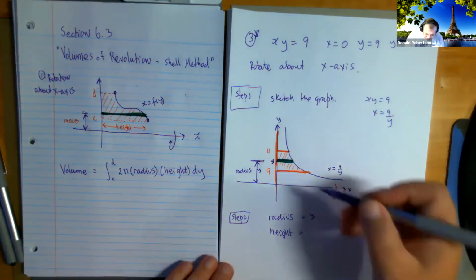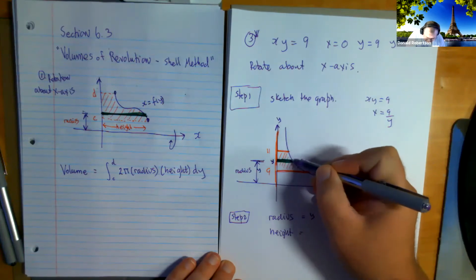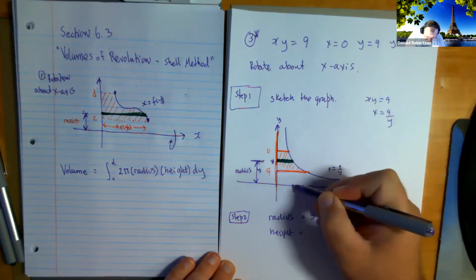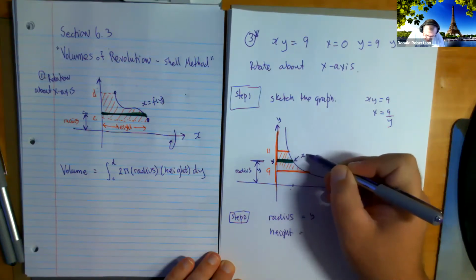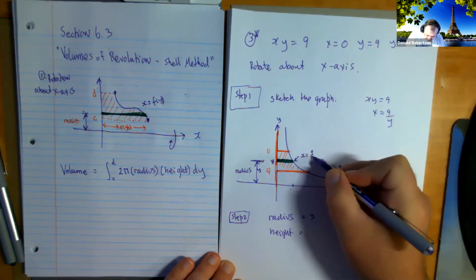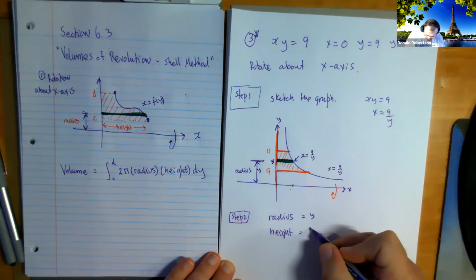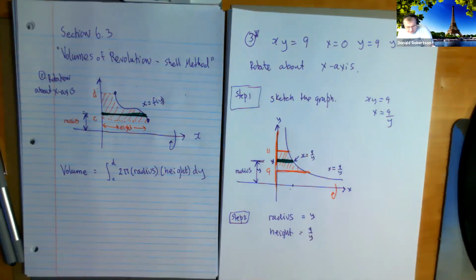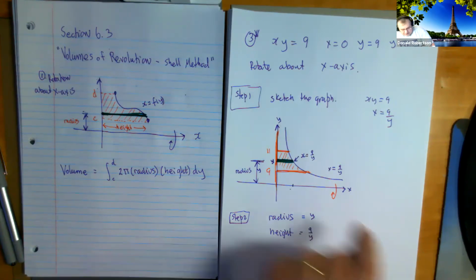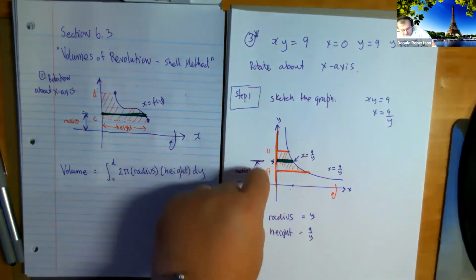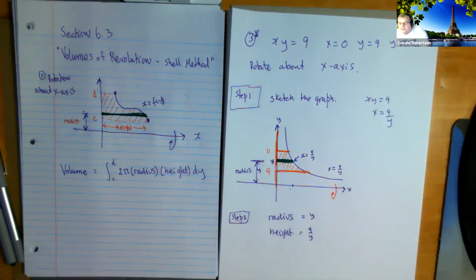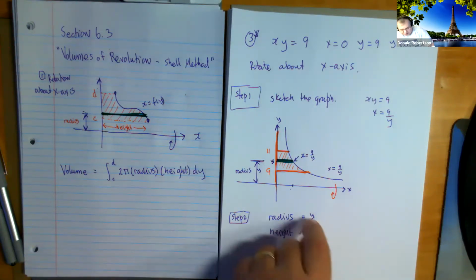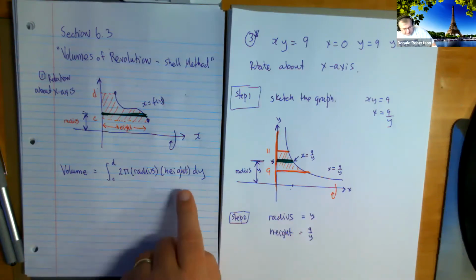Now, what's the height? Well, isn't the height the distance from here to here? And won't the distance from here to here get you x equals 9 over y? So there's my height. So the radius is from your rectangle to the axis of rotation, and your height is how long your rectangle is. Both of those things have to be in terms of y because of this.